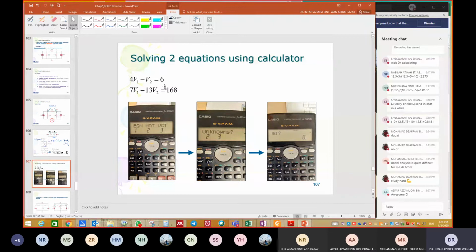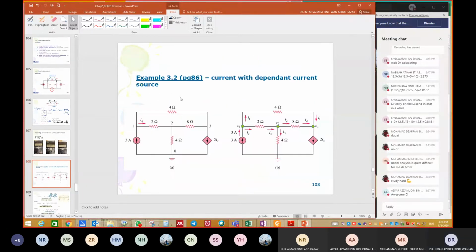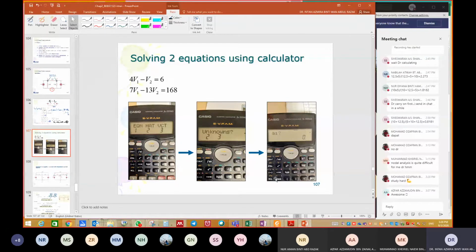And then A2 equal to 7, B2 equal to minus 13, and C2 is 168. Try it now. So what did you get? V1 and V2.